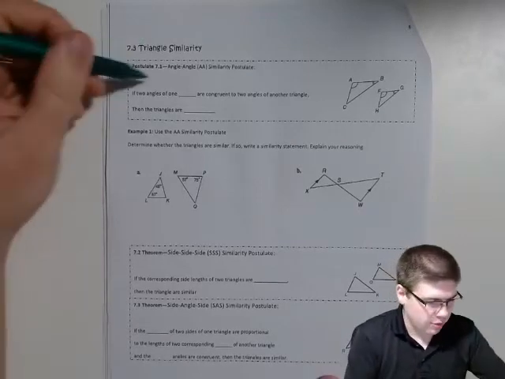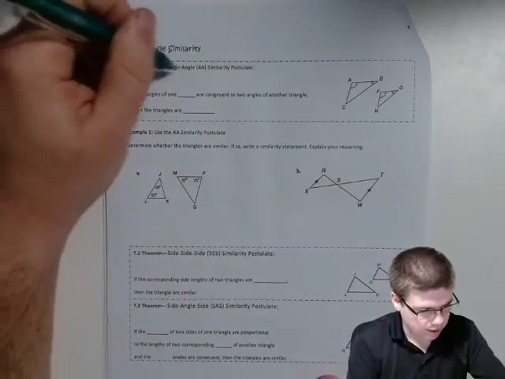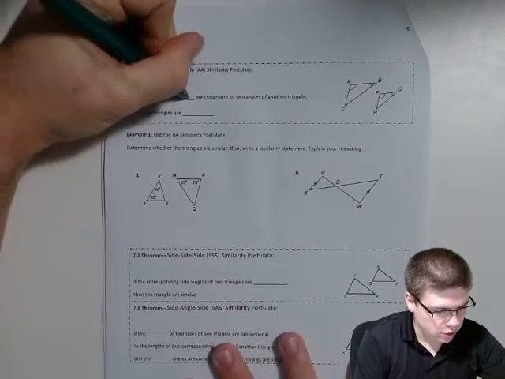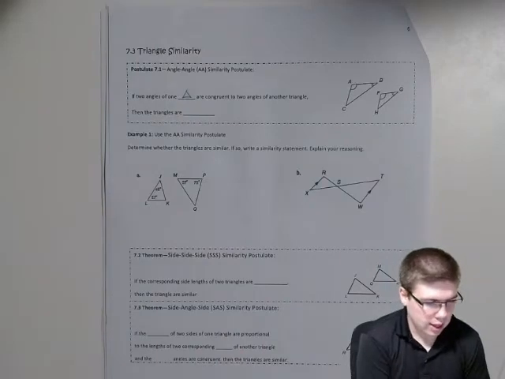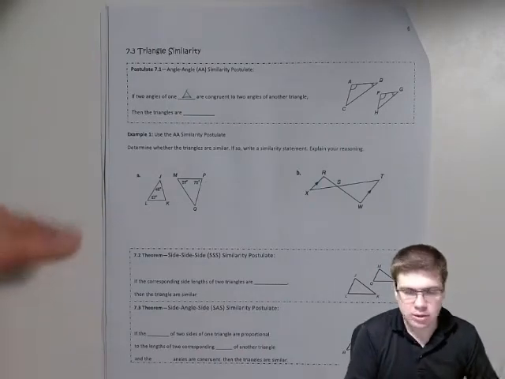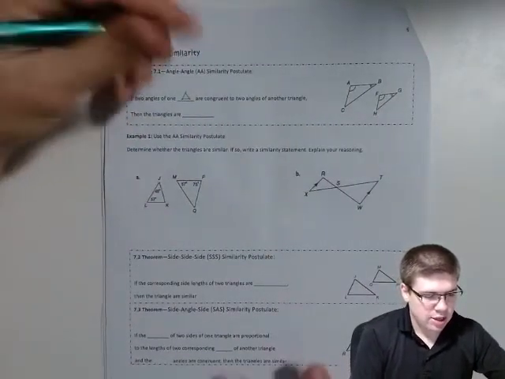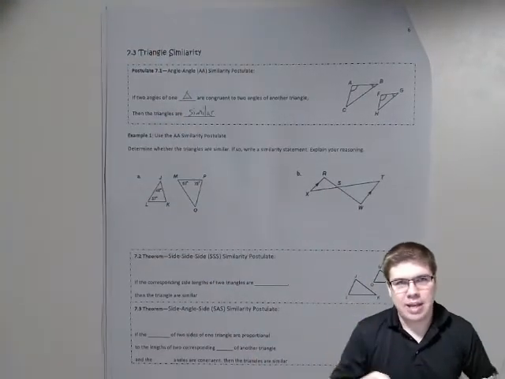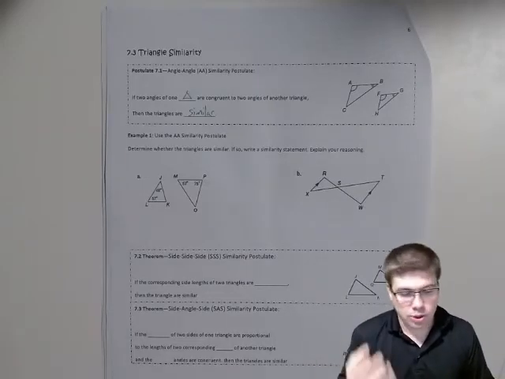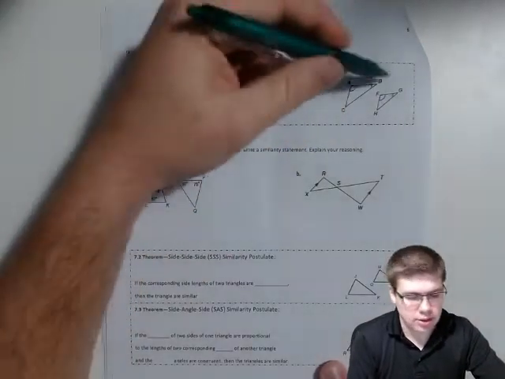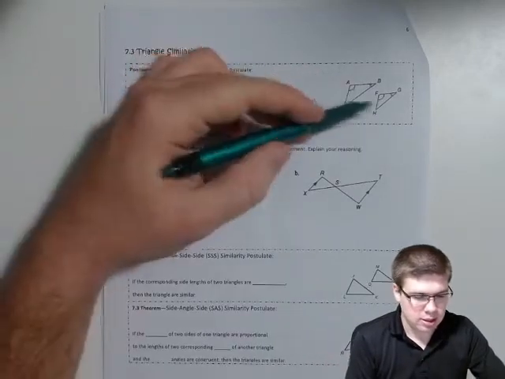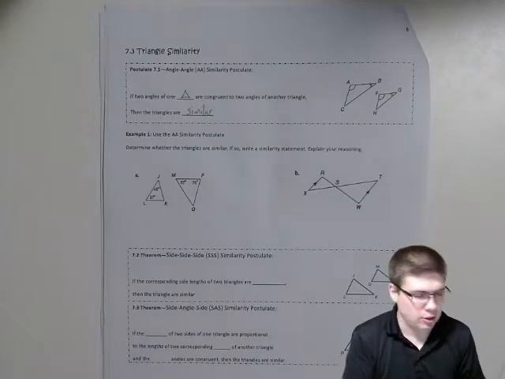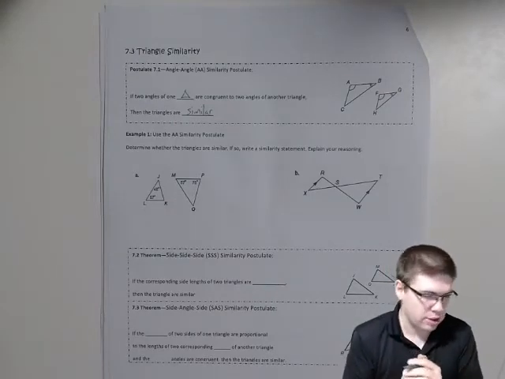So postulate 7.1, you can call it that if you want, but the angle-angle similarity postulate: if two angles of one triangle are congruent to two angles in another triangle, then the triangles are similar. And so remember, similarity means that all the angles are the same, but the sides are proportional. Well, if I know two angles in a triangle are the same, I know the third angle is going to be the same. That's the third angle theorem. So essentially we're applying that here. All we need to know is exactly two angles are congruent, and we know the triangles are similar.